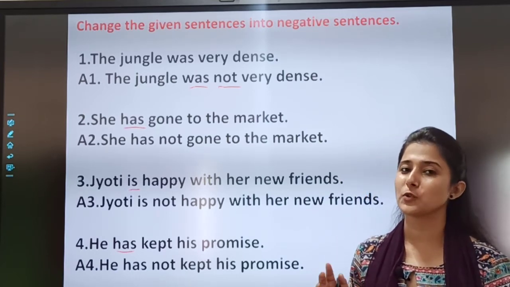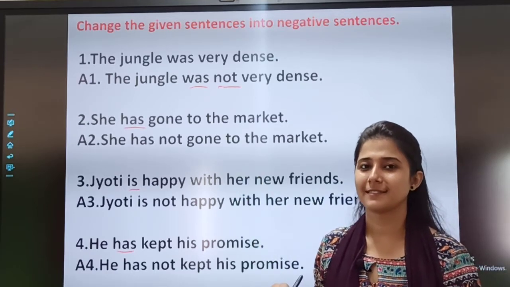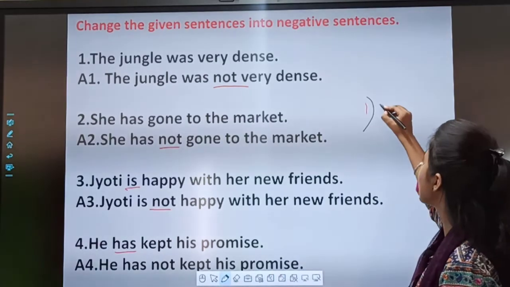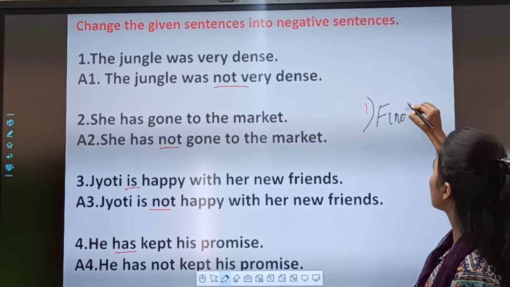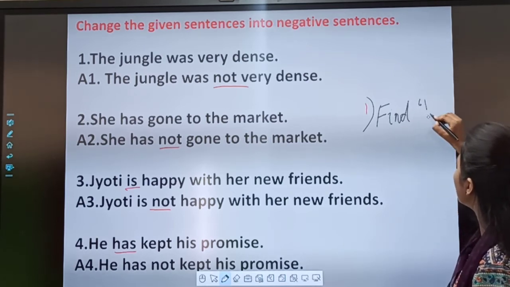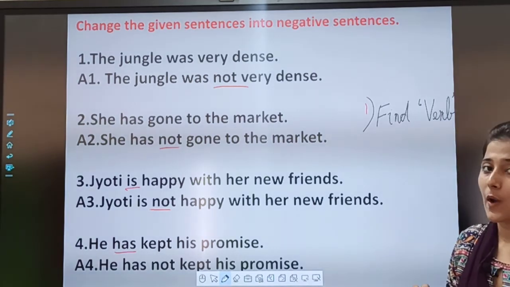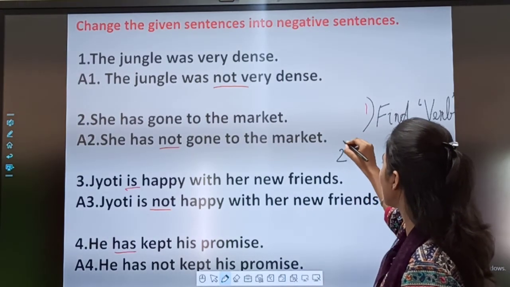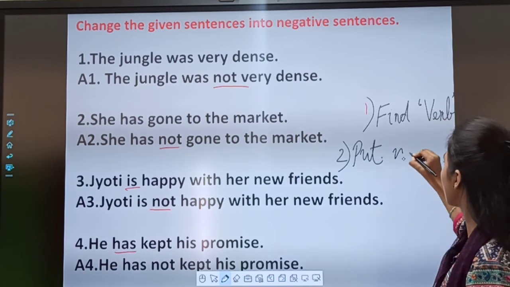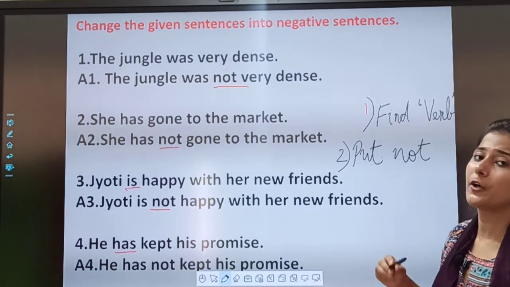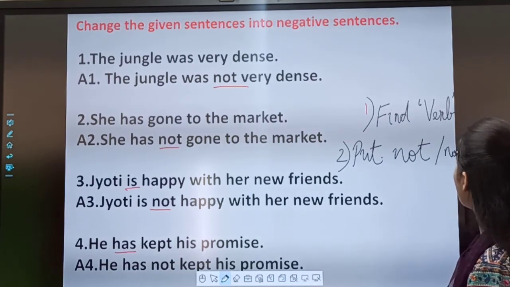So now I'll show you two simple steps to solve each sentence. See, the first step is find the verb. What is our first step? You have to find the verb. And what is our second step? You have to put not or no, whatever is suitable there, after the verb.